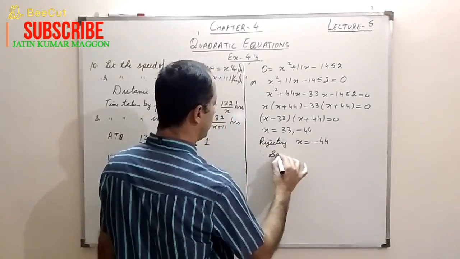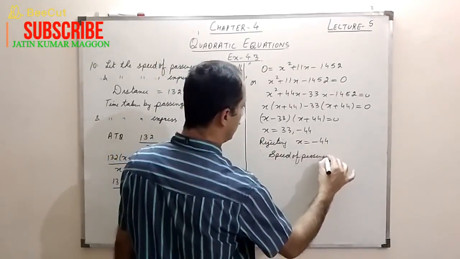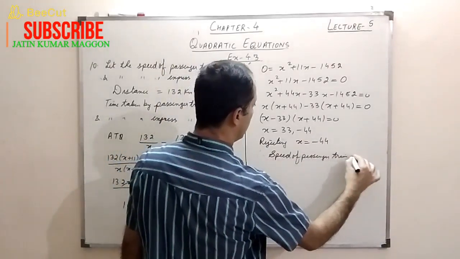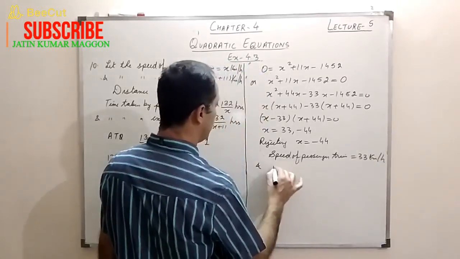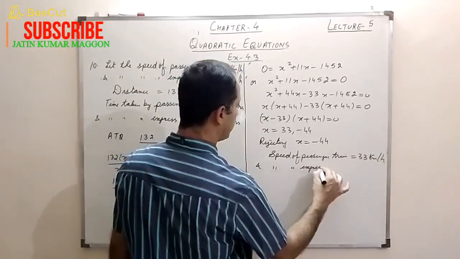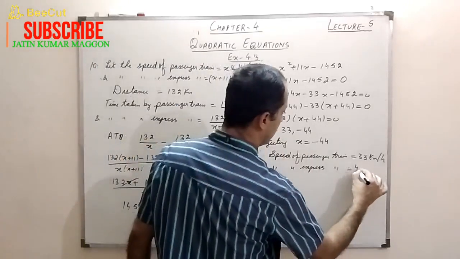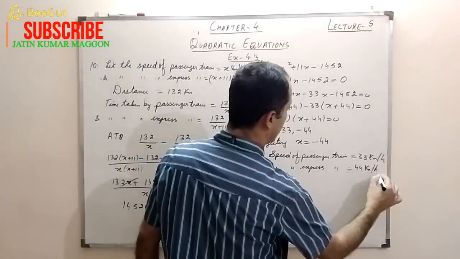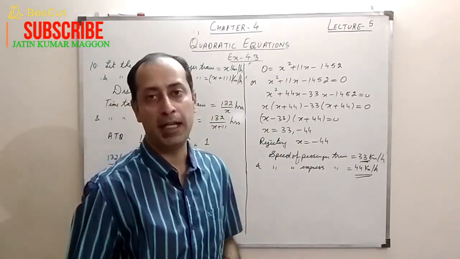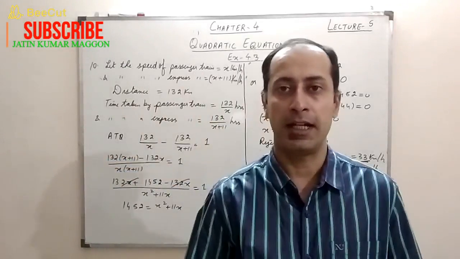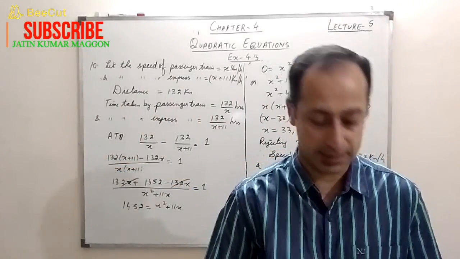Therefore, speed of passenger train is equal to 33 km per hour, and the speed of express train is equal to 33 plus 11, we get it as 44 km/h. So right, dear students, this is the way you can do the 8th question also. Both are similar time and distance questions only, right? Let's proceed to the last question of this exercise now.